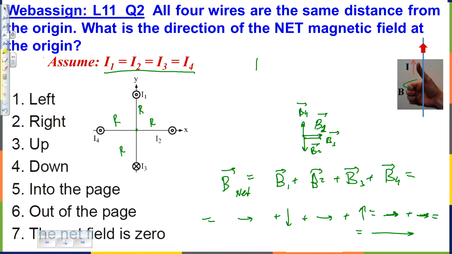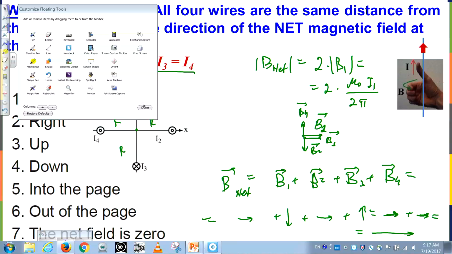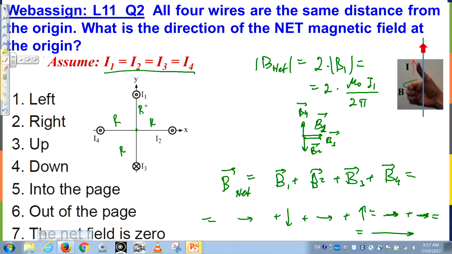If we want to calculate the magnitude, it has to be, well, 2 times, let's say, B1. Yeah? 2 times, well, the current is the same. We don't really need that subscript, just the current and the radius, the distance.